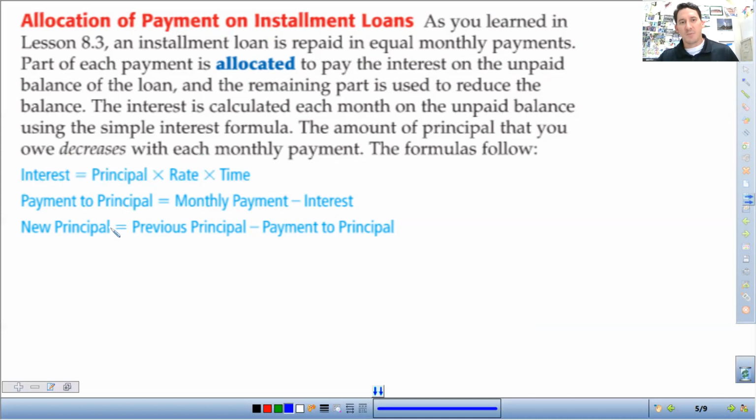We're going to be using formulas that we're familiar with. The interest formula: principal times rate times time. Remember, time is a fraction of a year. Time is in years, and we're dealing with months on this one, so it's going to be a fraction of a year based on how many months. Payment to principal is just the monthly payment minus the interest. And the new principal is the previous principal minus the payment to principal.